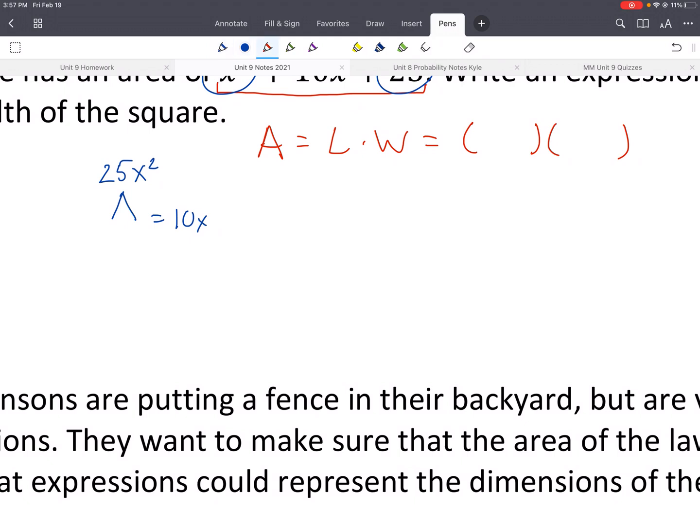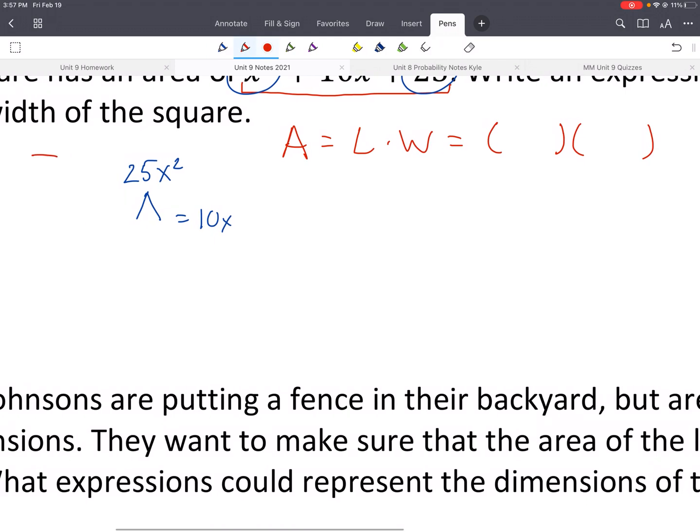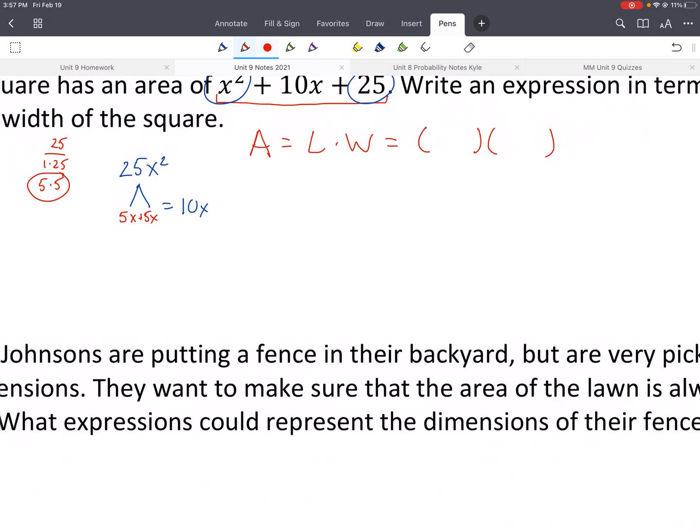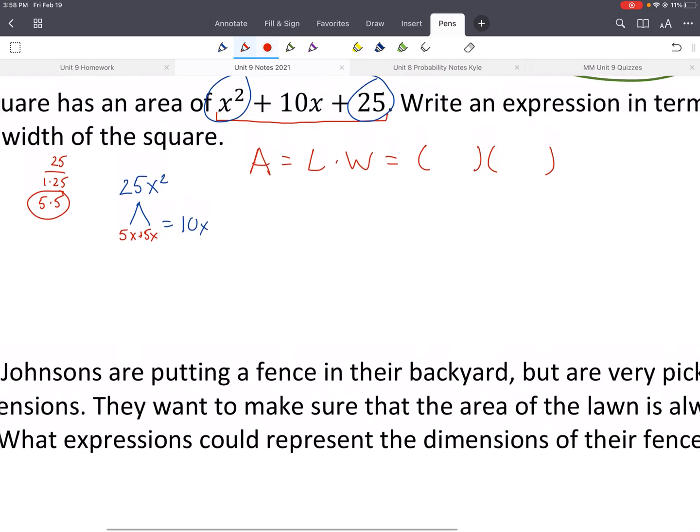Looks like we could write down factor pairs. So we got 1 and 25. 2 doesn't go in, 3 doesn't go in, 4 doesn't go in, 5 goes in 5 times. So that looks like a good candidate. 5x plus 5x gives you 10x, and if we multiply them, it gives us 25. So we need to substitute that in for the middle term. And we'd get x squared plus 5x plus 5x plus 25.